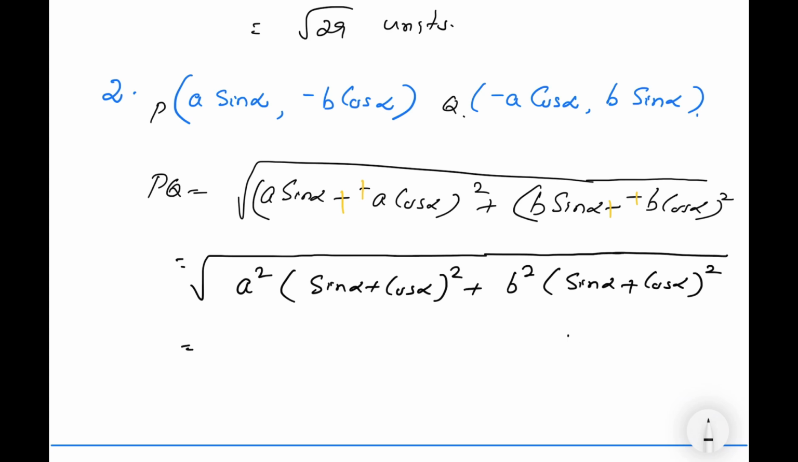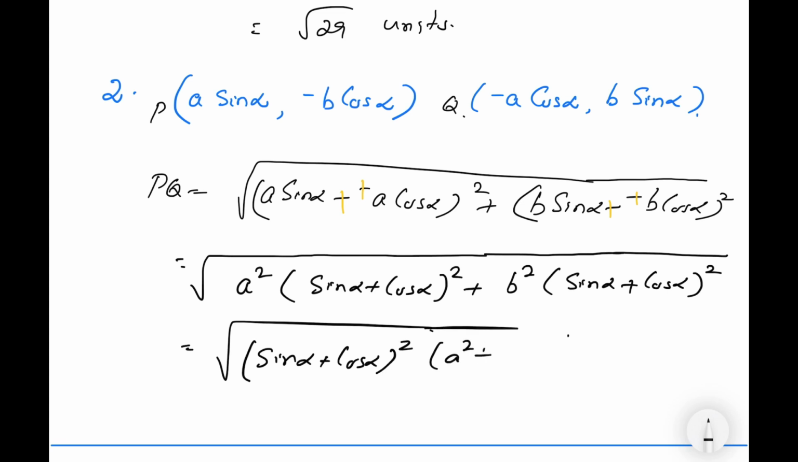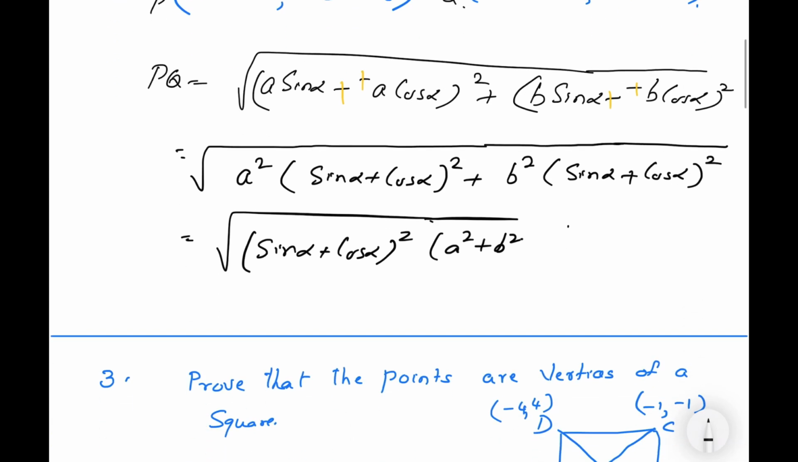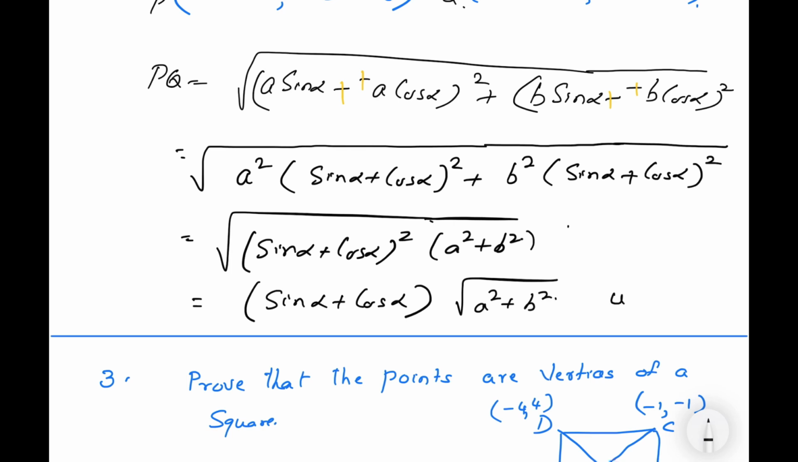Now sin alpha plus cos alpha is common. Sin alpha plus cos alpha the whole squared, then A squared plus B squared. So this is equal to, we can take sin alpha plus cos alpha out into root of A squared plus B squared units.